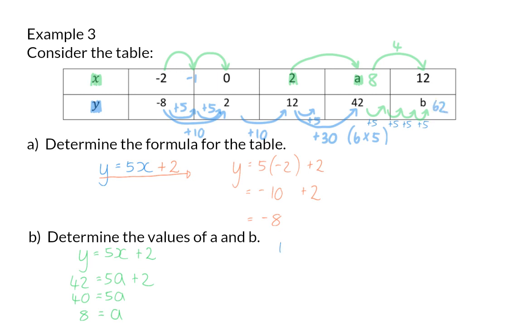Or we could use the formula again. In this case, the input value or X value was given as 12. So we will have 5 times 12 plus 2, which also gives us 62.